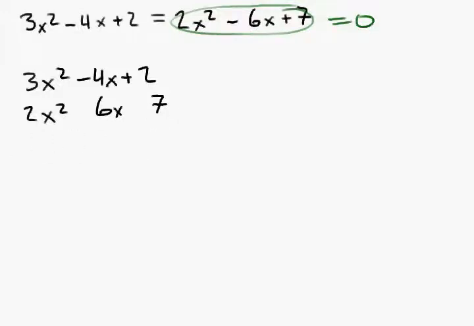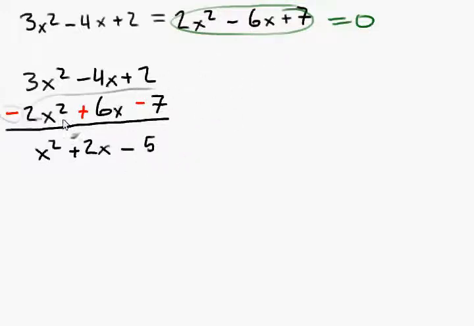Next, I'm going to change the sign of every term. Positive 2, negative, negative 6, positive, positive 7, negative. So what I'm doing is I'm subtracting the entire right-hand side from the left-hand side. 3 minus 2 is a single x squared. Minus 4 plus 6, that's plus 2x. 2 minus 7, a negative 5. And hey, look, this got subtracted from over here too, or it's not equal. So this is equal to 0.